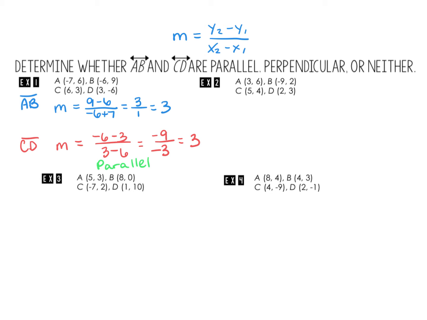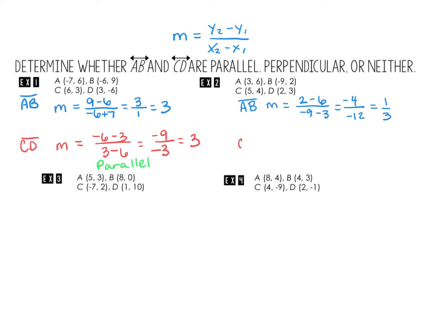For the next problem, it gives you points for AB and CD. So segment AB, we're going to find the slope the same way we just did. So we're going to plug in y2, which is 2, minus y1, which is 6, over x2, which is negative 9, minus x1, which is 3. 2 minus 6 is negative 4. Negative 9 minus 3 is negative 12. So a negative divided by a negative is positive. We know that. So this would be 1/3.